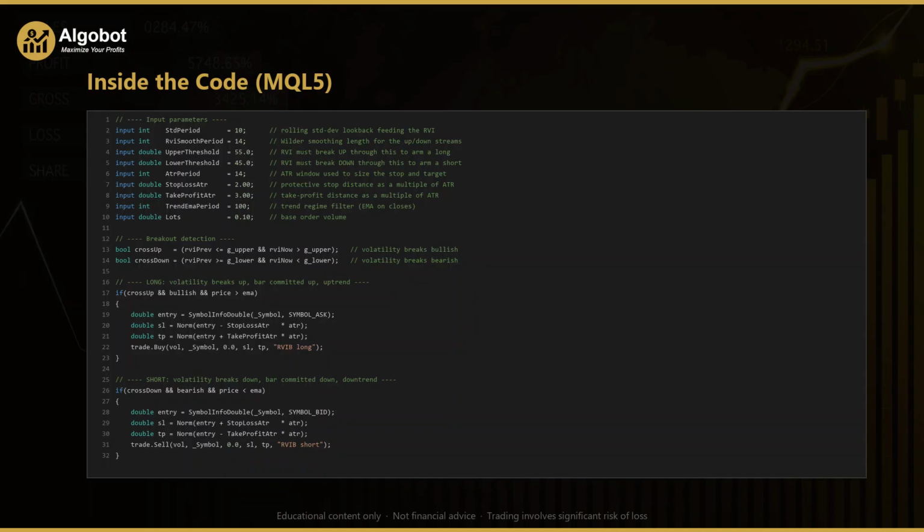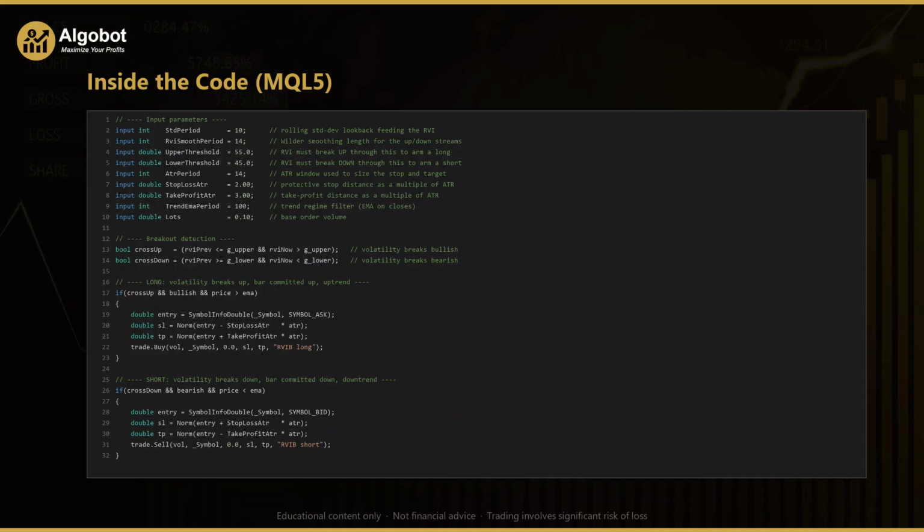At the top you can see the input parameters, the settings you can adjust in the strategy tester, or on a live chart. STD period, set to 10, is the look back for the rolling standard deviation that feeds the index. RVI smooth period, set to 14, is the Wilder's smoothing length. Upper threshold and lower threshold, 55 and 45, define the breakout band. ATR period, StopLossAtr, and TakeProfitAtr control the risk levels, and TrendEmaPeriod, 100, is the trend filter.